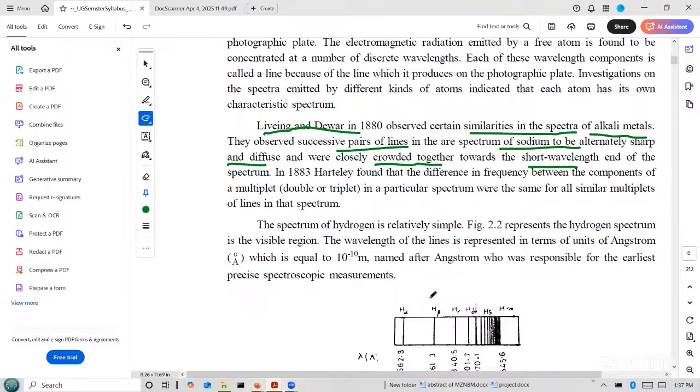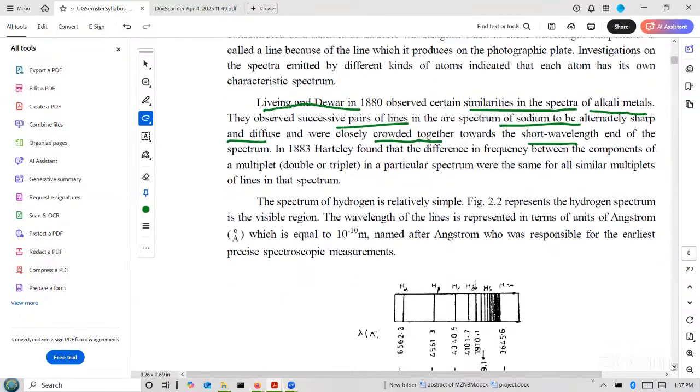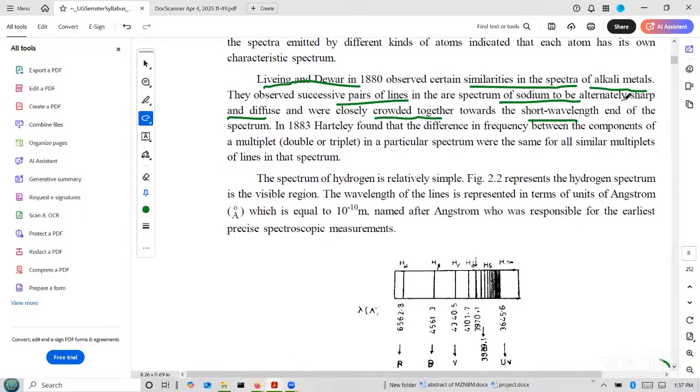What is the meaning of shorter wavelengths? Here the wavelength is maximum, 6562. Here the wavelength is 4500. Here the wavelength is 4300. So as we are moving, the wavelength is decreasing. Across the shorter wavelength, the spectrum lines are very near each other. Across the longer wavelength, there is a gap between the spectrum lines, whereas for the shorter wavelength, the lines are very close to each other. This is about the line spectrum.